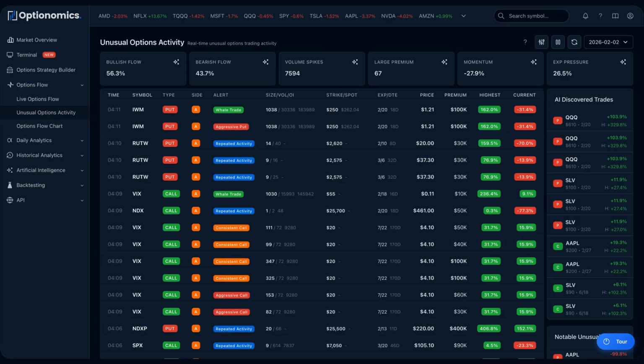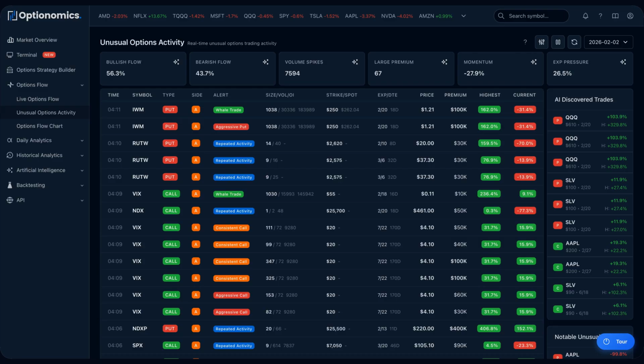Let's take a step back for a moment. What do we mean by unusual options activity? It's when trades really stand out. Maybe it's a trade that's much larger than normal, a sudden spike in volume, aggressive buying happening above the current ask price, or a huge amount of money being put to work in one trade. These are the kinds of moves that usually mean institutions, hedge funds, or other informed investors are active. And that can be a sign that something important is happening, something the wider market might not have noticed yet.